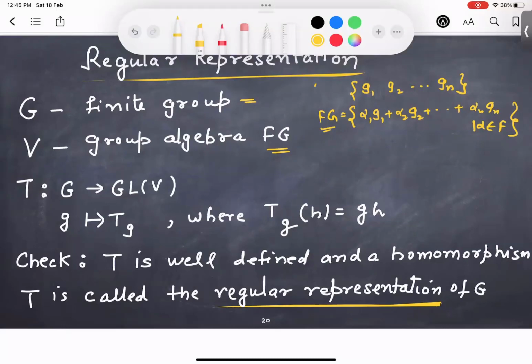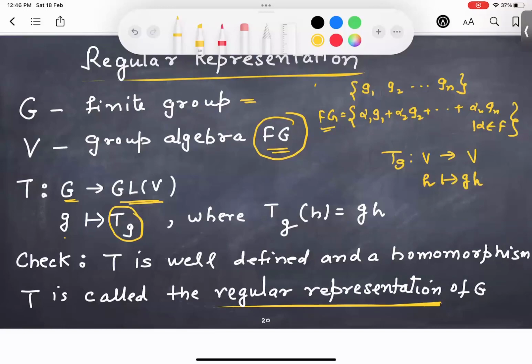So if you look at this vector space FG, then you look at this mapping from G to GL(V) by mapping g to Tg. Now, what is Tg? You have to define Tg as a linear transformation from V to V over F. The basis elements are group elements. Suppose h is a group element, where do I map h to? I am mapping h to gh. This is another group element, which is another element of the basis. So basis is going to basis. It's a one-one onto linear transformation from V to V. And you map g to Tg, and this is a well-defined homomorphism, and it's called the regular representation of a finite group G.